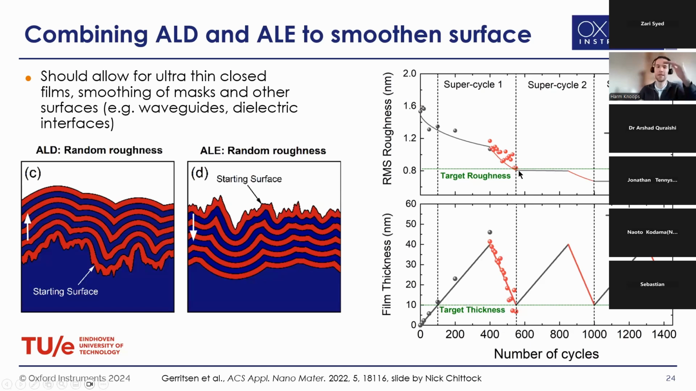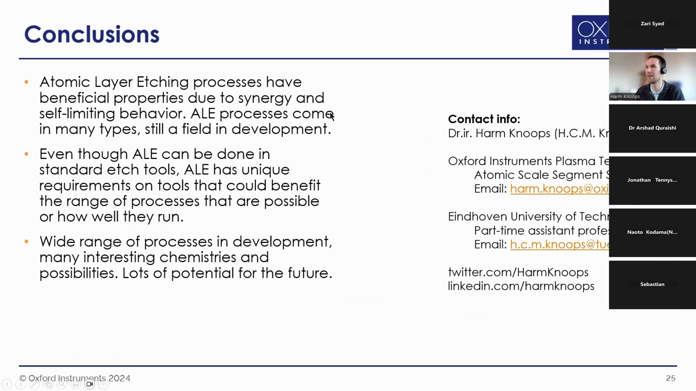And because we're repeating ALD and ALE, we could repeat this multiple times hypothetically. That's not done here, but you could do this back and forth multiple times to try to get as smooth as possible. So I think that's a very nice concept. And I think this will be very nice for things like waveguides and dielectric interfaces to smooth them to get the best device properties. This brings me to my conclusion.